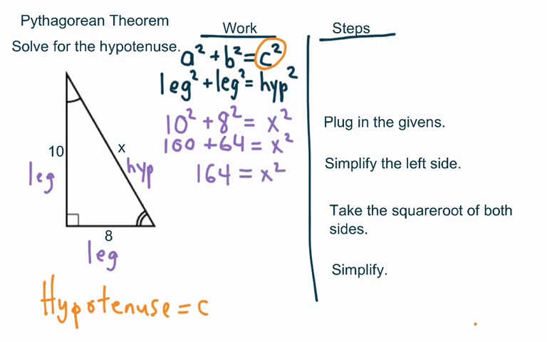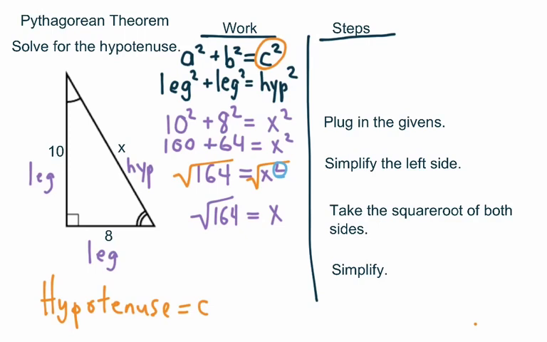Now it says take the square root of both sides. So that's an inverse property. Because we have that little x squared, we have to get rid of it. So we do that by taking the square root. So it's going to end up square root of 164 is equal to x. And the last step says simplify.